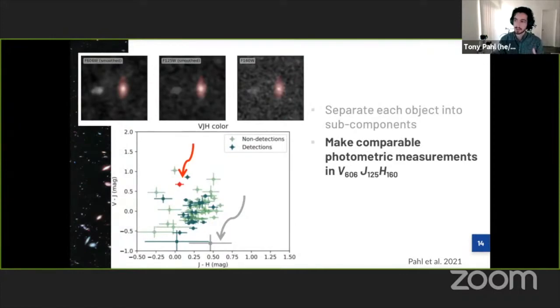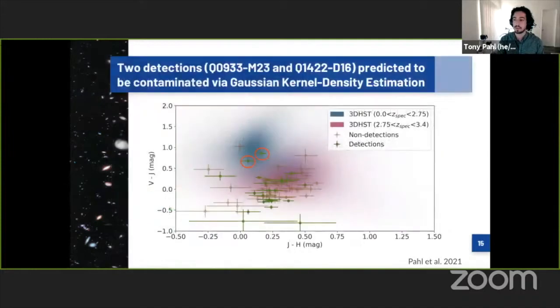So now that we have this diagram, we want to understand empirically which regions of the color diagram correspond to low redshift contaminants. So for that, we use 2 redshift subsamples from 3D-HST. One you can see in blue is built from galaxies with redshifts similar to what would be a low redshift contaminant for the sample. And then in pink, we have galaxies that are similar to our actual redshift 3 spectroscopic detections.